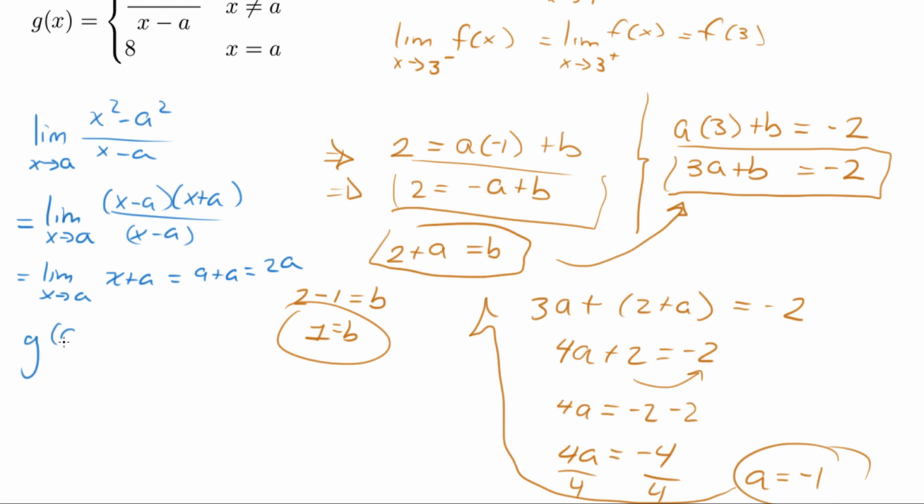And g of a is equal to 8. So 2a has to be equal to 8. Therefore, we divide on both sides. We get a equals 4, which is our answer.